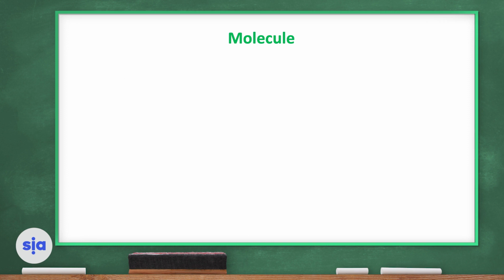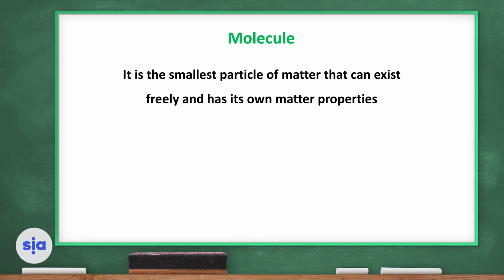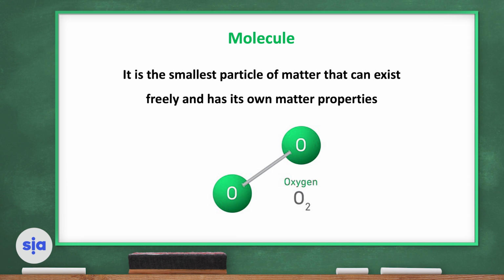A molecule is the smallest particle of matter that can exist freely and has its own matter properties. Look to this oxygen molecule. It's formed of two oxygen atoms. The smallest particle of the oxygen is the oxygen molecule, the O2.